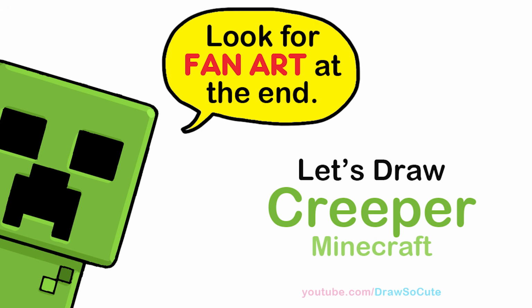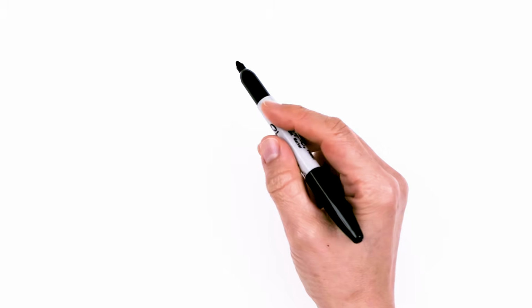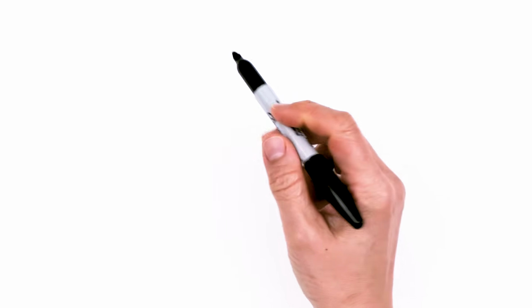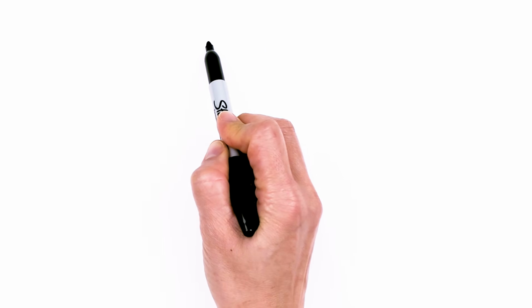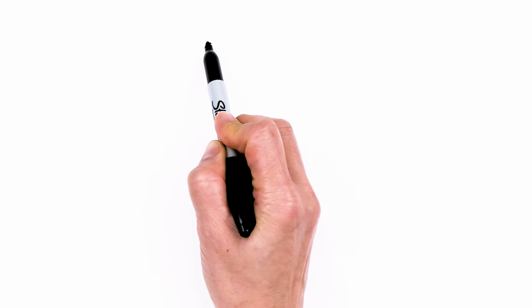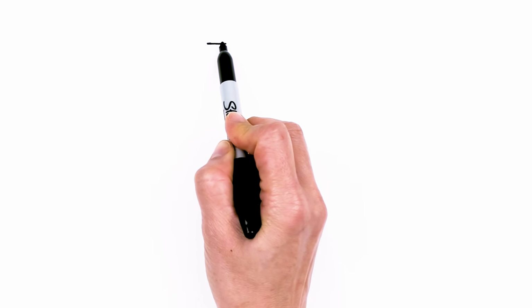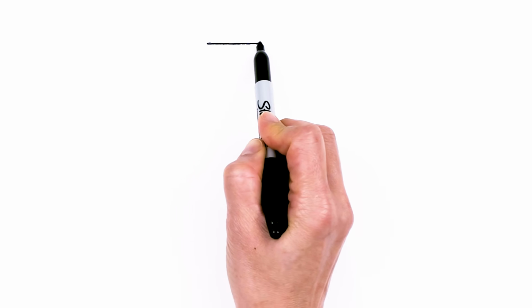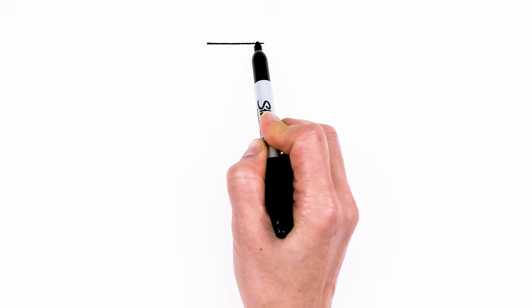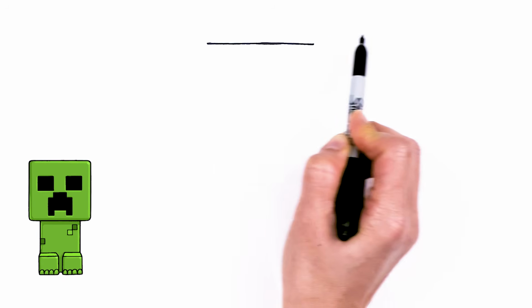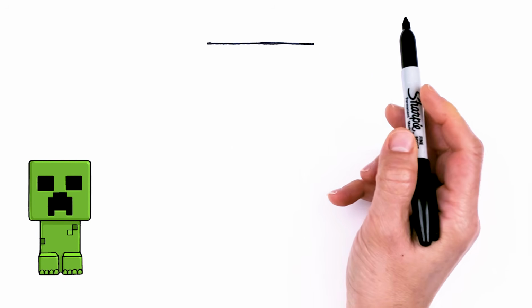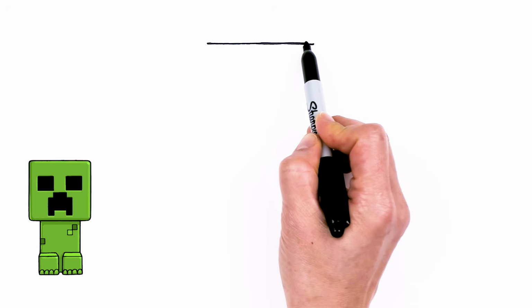So let's get started. To draw this cute creeper, let's first start by drawing a square with rounded off corners. So I'm going to start right here at the top with a straight line. And bear with me here as I draw this line. I have to look at my camera, make sure I'm going straight. And let's say about right there.